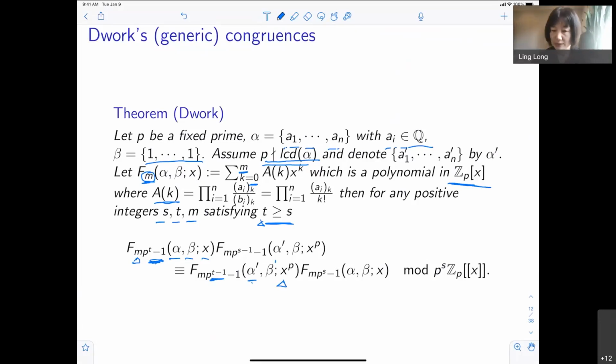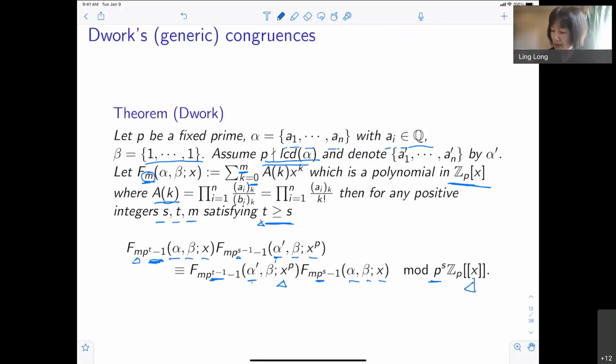And you do it in a kind of cross way. On the right-hand side, you do the same thing to p to the s, and then it's alpha, beta, x. On the left-hand side, you do one power less, and then you apply the dash operation to alpha, beta, and x to the p. So what happens is that the cross term, if you look at the difference, is highly divisible by p. The assumption here is that t is greater than or equal to s. And the amazing thing is that this holds for all x.